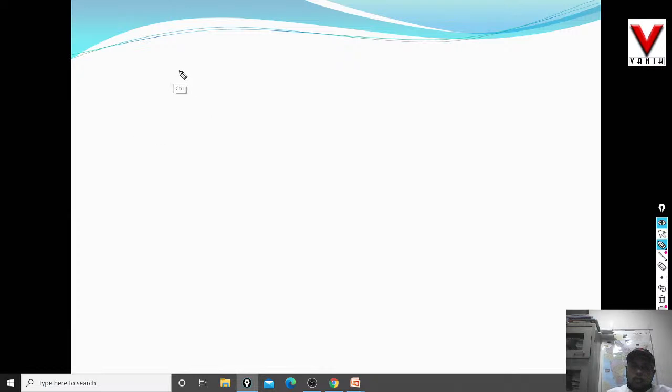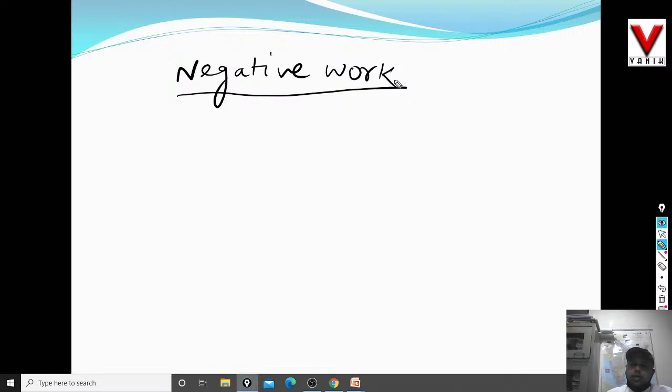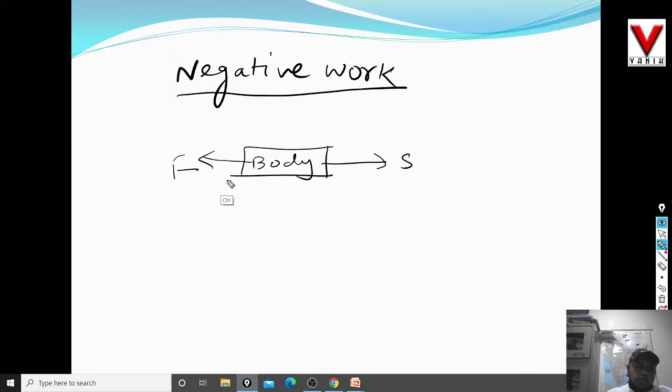Now let us discuss negative work. What is negative work? So this is a body. Now I am applying force in this direction. Displacement is happening in the other direction. That means the displacement of the body is opposite to the direction of applied force. So this kind of work is known as negative work.